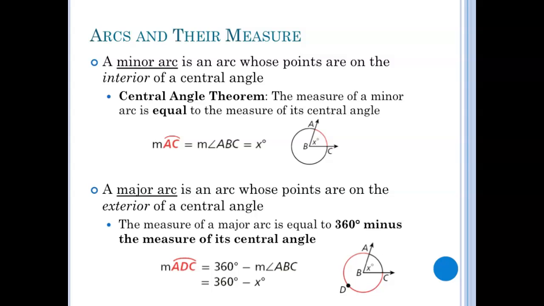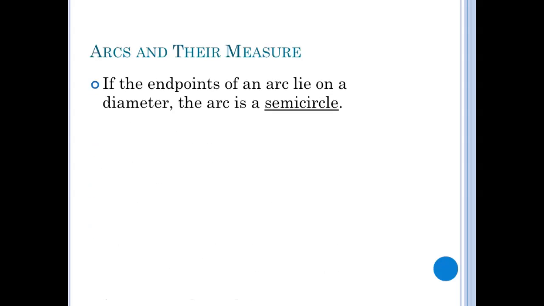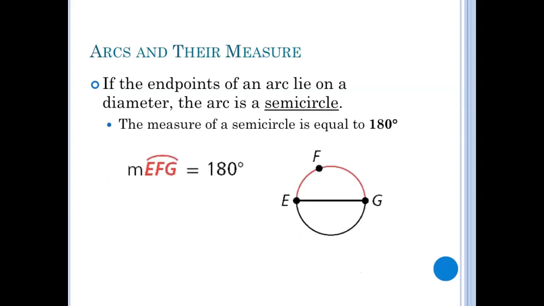Now, if the endpoints of an arc lie on a diameter, then we call the arc a semicircle. The measure of a semicircle is going to equal 180 degrees. Here's an example. The measure of arc EFG is equal to 180 degrees here. So this red part that's highlighted on the circle, we would say has a measure of 180 degrees.